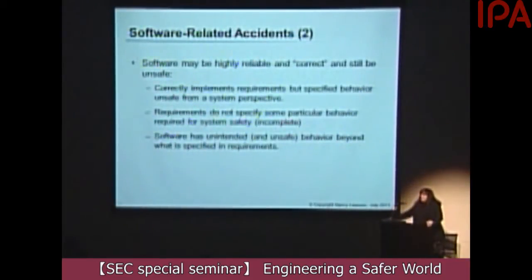Software may be highly reliable and correct and still be unsafe for three reasons. One, it correctly implements the requirements, but the specified behavior is unsafe from a system perspective. Two, the requirements don't specify some particular behavior that's required, that is, they're incomplete. Or three, the software has unintended and unsafe behavior beyond what's specified in the requirements.